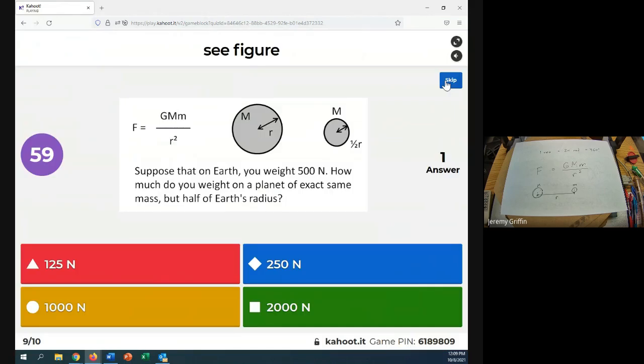So GMm over R squared, that's the gravity force. Suppose that on Earth you weigh 500 newtons. How much would you weigh on a planet of the exact same mass, but half of Earth's radius? Kind of like we take the Earth and just compress it down. So same mass planet, but physically smaller.